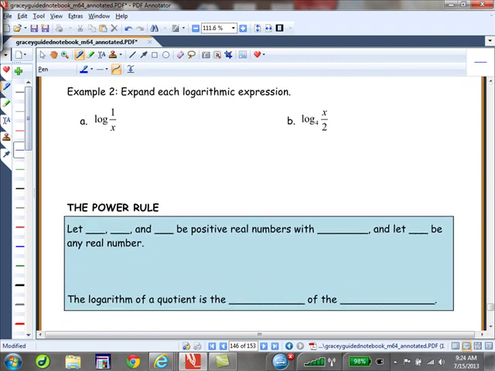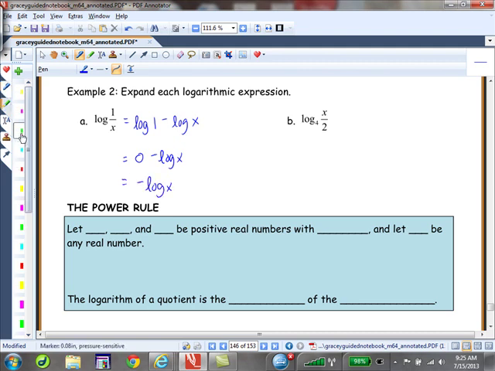So let's expand each of these. So the first one, we have a common log, so log 1 minus log x. Is there anything we can do with that log 1? The power to which we raise 10 to get 1 is 0, right? So 0 minus log x, which is negative log of x. And that's because log 1 is 0.